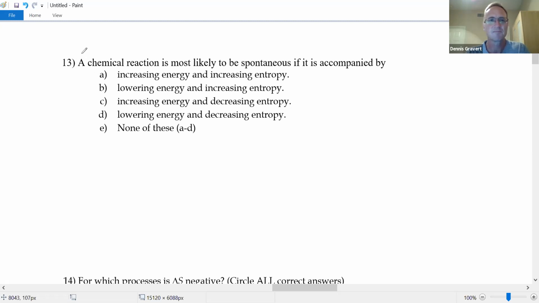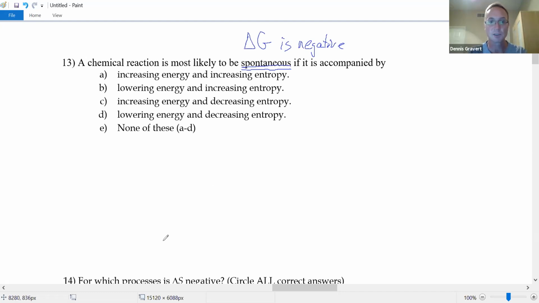It's not my favorite. A chemical reaction is most likely to be spontaneous if it is accompanied by, and then, different amounts of entropy and energy, or none of these. Okay, so what do we got? Well, what does it mean to be spontaneous? Or how can we tell if something's spontaneous? Well, for most people, a spontaneous reaction is a negative thing. That's how I remember it. Delta G is negative for something to be spontaneous.